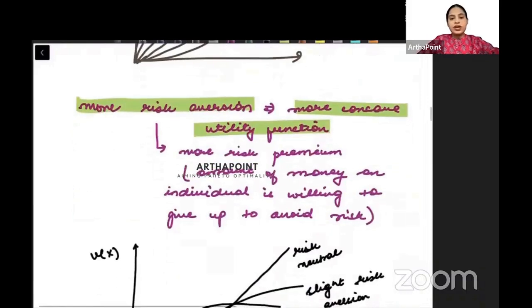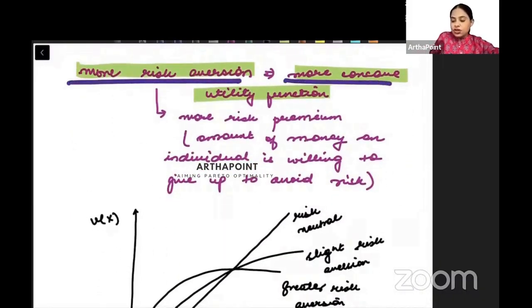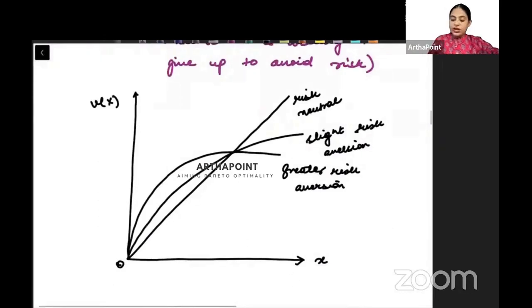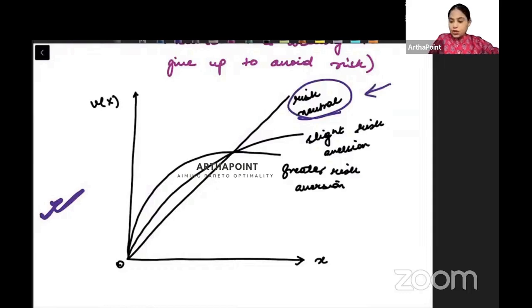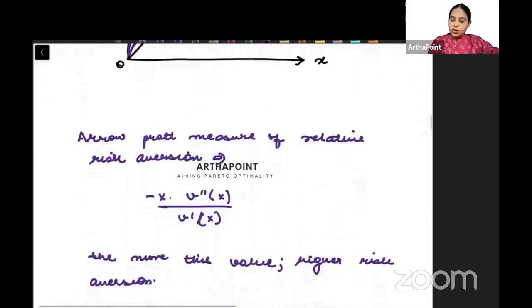This is what we are mentioning here. The more risk aversion, the more concave the utility function. So here I have shown this through this graph also. ये देखो, this is a straight line. That means no concavity, so risk neutral. You see this? This is slightly concave. देखो, so less risk aversion. And you see this? This is very concave, so greater risk aversion. Okay.